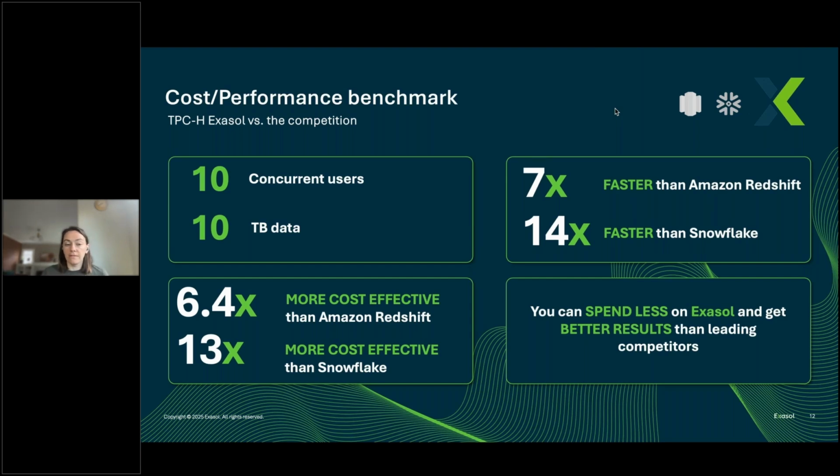In addition to being faster, Exasol was also more than 6 times more cost effective than Amazon Redshift and 13 times more cost effective than Snowflake. So that means you can spend less on Exasol and get better results than the leading competitors, which is really incredible. So that means that the same hardware is required to meet these needs, and it is also going to give you better results and cost less. So that comparison is really critical.